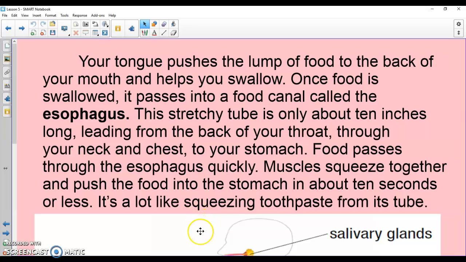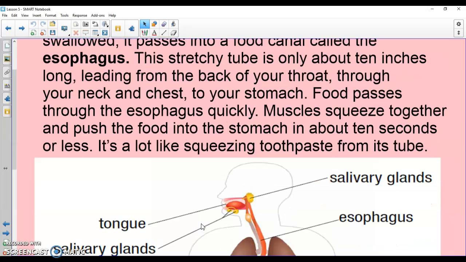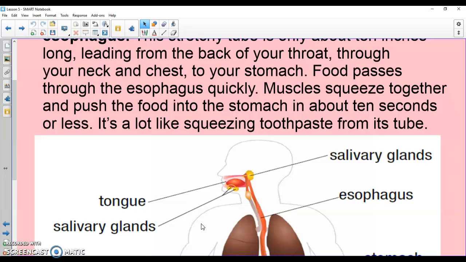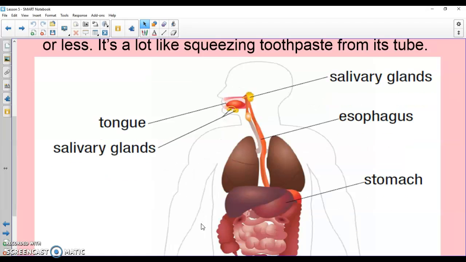Your tongue pushes the lump of food to the back of your mouth and helps you swallow. Once food is swallowed, it passes into a food canal called the esophagus. This stretchy tube is only about 10 inches long, leading from the back of your throat, through your neck and chest to your stomach. Food passes through the esophagus quickly. Muscles squeeze together and push the food into the stomach in about 10 seconds or less. It's a lot like squeezing toothpaste from its tube.